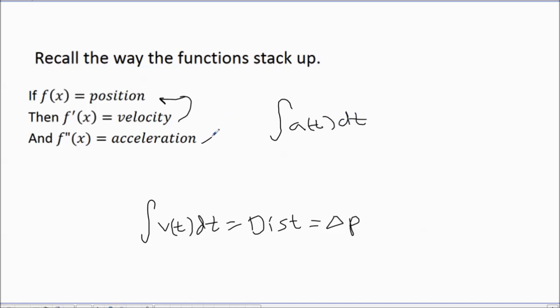Okay, so integrals work up the chart, derivatives work down the chart. So if you take an integral of the acceleration with respect to time, then what do you get? You get how much your velocity changed. I'm going to call it delta v. Or you could say, if you started at 0, you'd have your actual velocity. We're going to get into that a little more in just a minute.